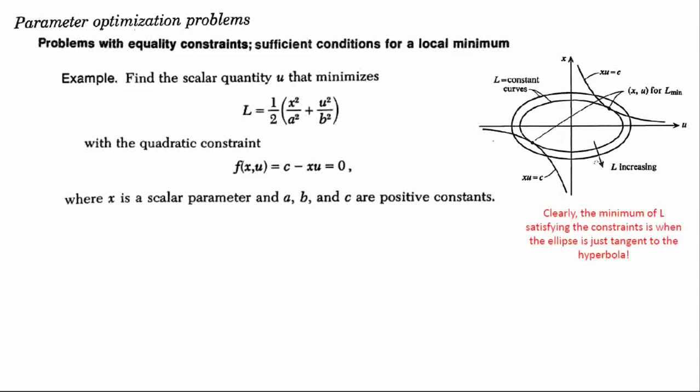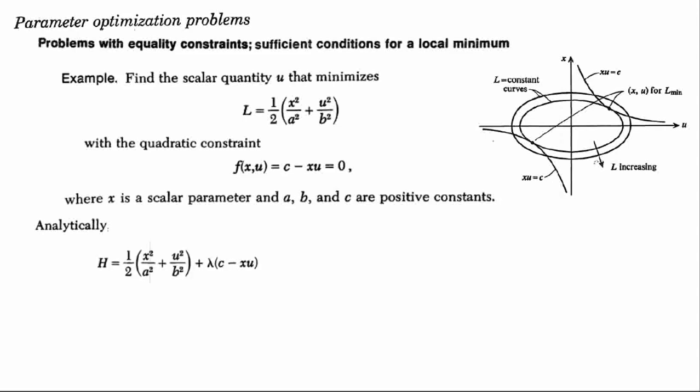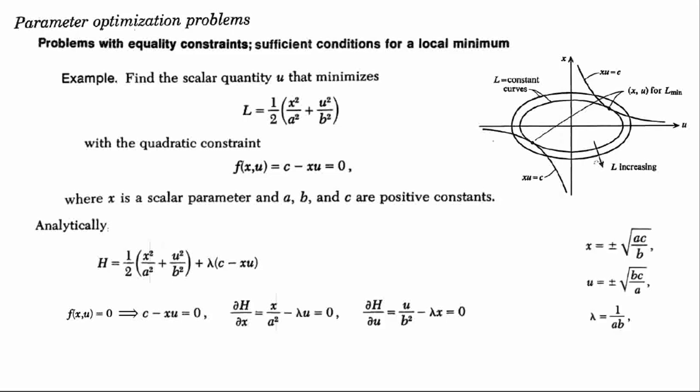Clearly, the minimum of L satisfying the constraint is when the ellipse is just tangent to the hyperbola. To express this analytically, first build the h function from both L and f functions as shown. Second, apply the necessary conditions to compute the stationary points. This is shown as follows. Solving these three equations simultaneously results in the following solution.